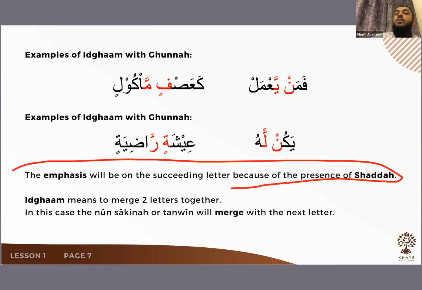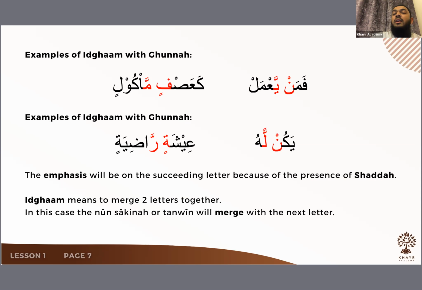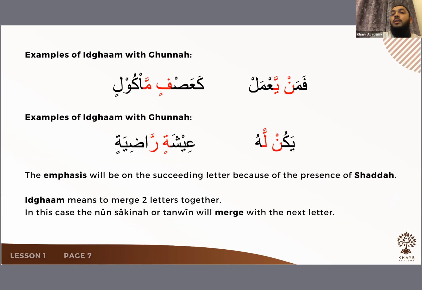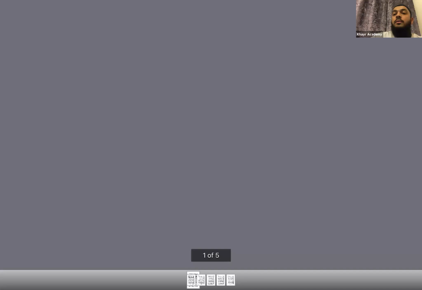So what we'll do, we'll just ignore this and jump to the next one. Idgham means, it was my note, but I didn't really want it on the slide, but it just ended up on the slide. Idgham means to merge two letters together. In this case, the nun sakin or tanwin will merge with the next letter. Okay, let's go to the next one. Ikhfa next. So let's go to Quran, and inshallah we'll do some practical reading. Okay, this one's not working.